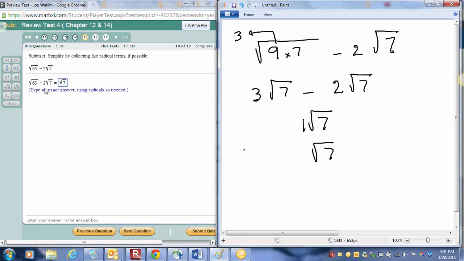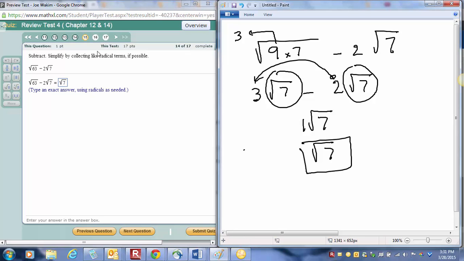So notice here, because these were different radicands, the numbers inside the radical, I had to simplify the square root of 63, which is 9 times 7. 9 is a perfect square, will come out as 3. So instead of square root of 63, I can write 3 square root of 7 minus 2 square root of 7. Now we have the same radicals. Square root of 7, square root of 7. I can subtract 3 minus 2, which is 1. But we don't have to put 1, we just put square root of 7.